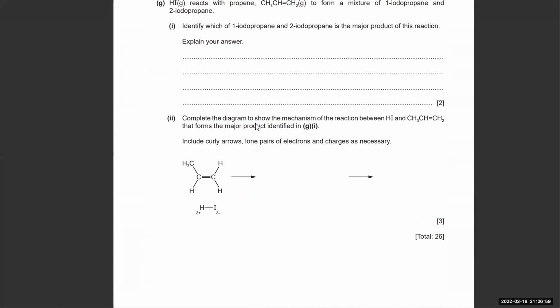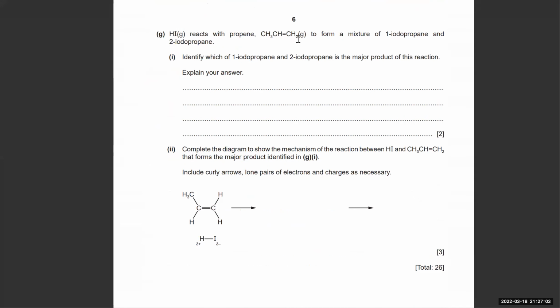So this is one organic question. They're asking us, HI reacts with propene to form a mixture of iodopropanes. Identify which one is the major product and explain your answer. So the major product is simply, if you look at this molecule, if you remember Markovnikov's rule, when you have a reaction with HI, the H likes to bond with the carbon that is already bonded with more H atoms. And the I would go with the other one. So that's Markovnikov's rule. So 2-iodopropane is going to be your major product.